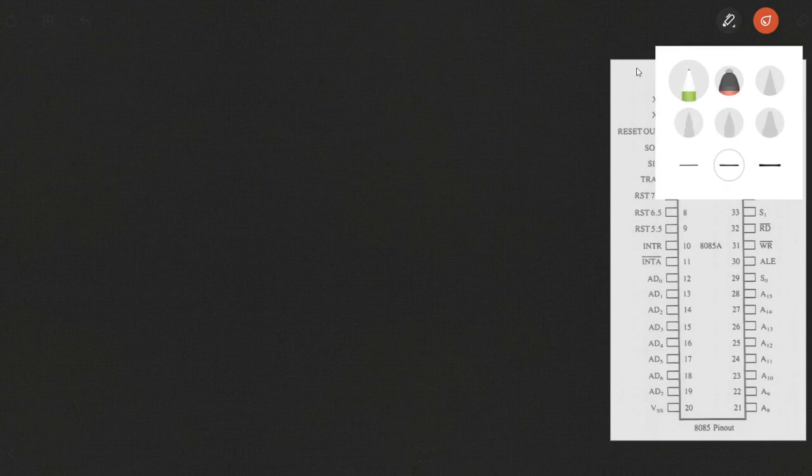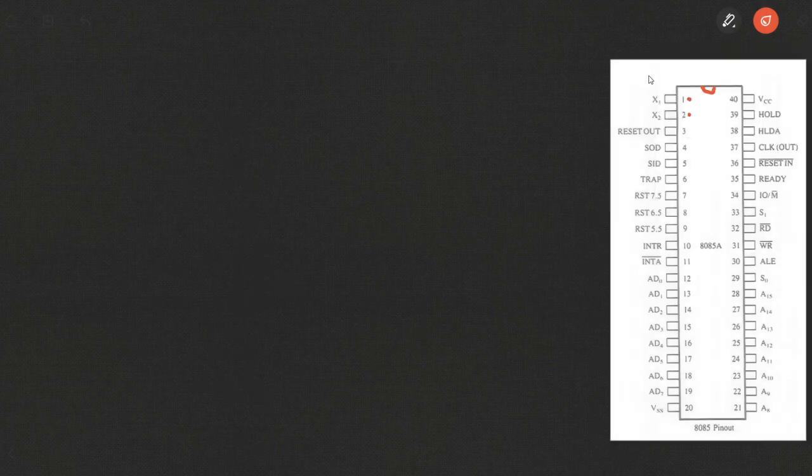So this is lecture number 3 in this series on microprocessors. In the last session, we studied the pin diagram of microprocessor 8085, and we studied some of the pins. So far, we have studied pins 1 and 2, at which the crystal oscillator is located, and this crystal oscillator basically sets the internal clock frequency of the microprocessor.